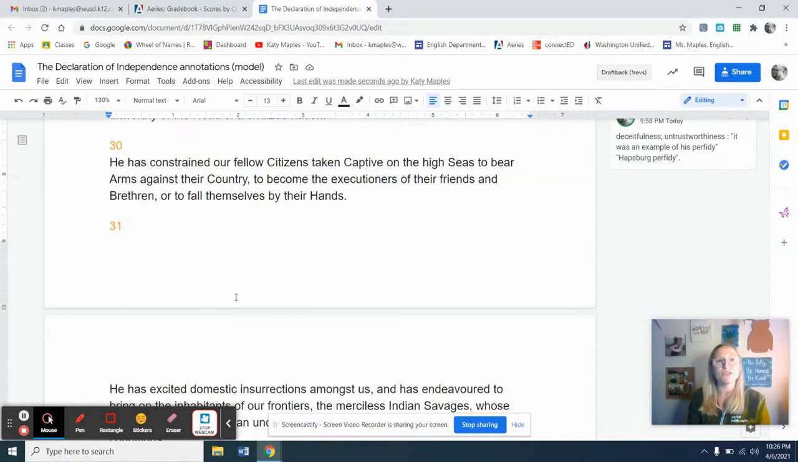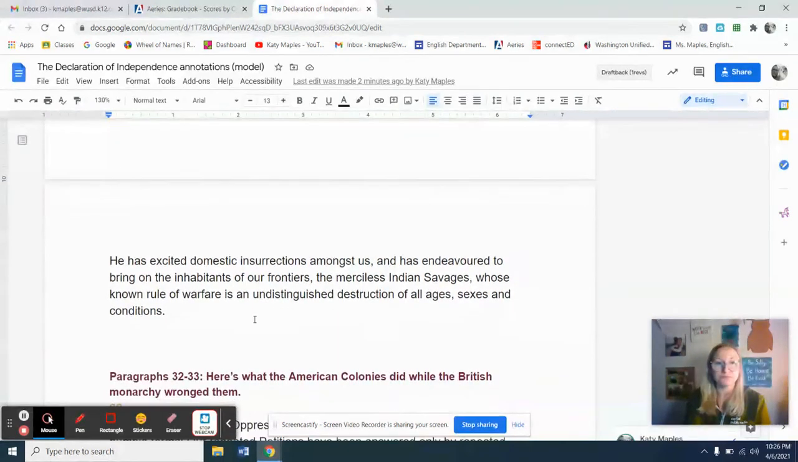Paragraph 30, he has constrained our fellow citizens, taking captive on the high seas to bear arms against their country, saying that he has taken American colonists captive when they're on the seas and then made them fight against their own people. It's pretty gruesome stuff. To become the executioners of their friends and brethren, or to fall themselves by their hands. You see how it's getting real intense.